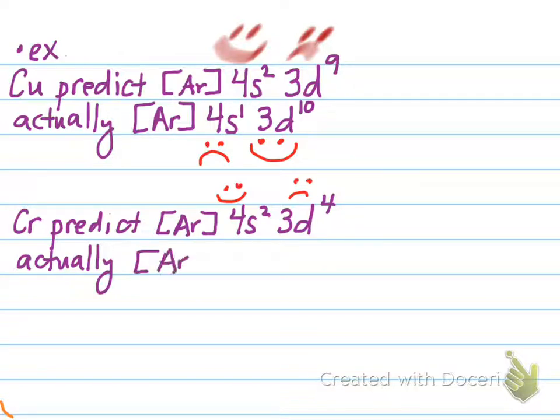It's argon 4s1 3d5. Why is this more stable? Because here now my S sublevel is half full, as is my D. And this is actually lower in energy than what we would normally predict for chromium. Who else is going to do this on the periodic table? Again, all the elements in the same group or family as chromium. So chromium, molybdenum, tungsten, and seaborgium are all going to have this kind of different electron configuration.